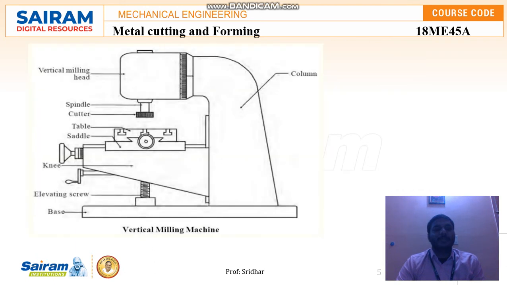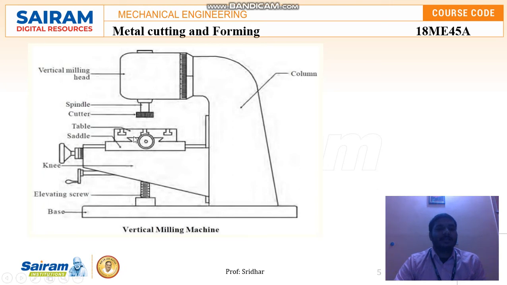Now we are going to see the vertical milling machine. The function is similar to the horizontal milling machine; only the position of the spindle varies. You can see the position of the spindle is different compared with that, where the tool is held by the arbor. In the vertical milling machine, the vertical milling head is held by the spindle, and the spindle is attached to the cutter.